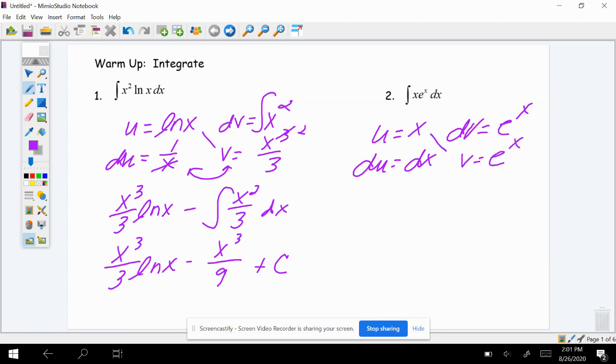So multiply these two together, x e to the x, minus the integral of these two together, which is just e to the x dx. Integral of e to the x is e to the x. So you have x e to the x minus e to the x plus c. Just a little recap of what we've done so far.